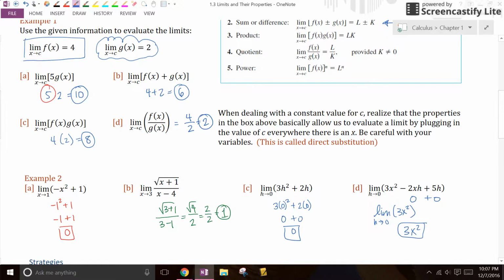So again, direct substitution, probably the nicest thing in the world. If it's a nice continuous function, or at least continuous at the point that you're evaluating it at, then enjoy. Plug it in and let it work and be happy. All right, let me ask you a question, and I'll be right back.